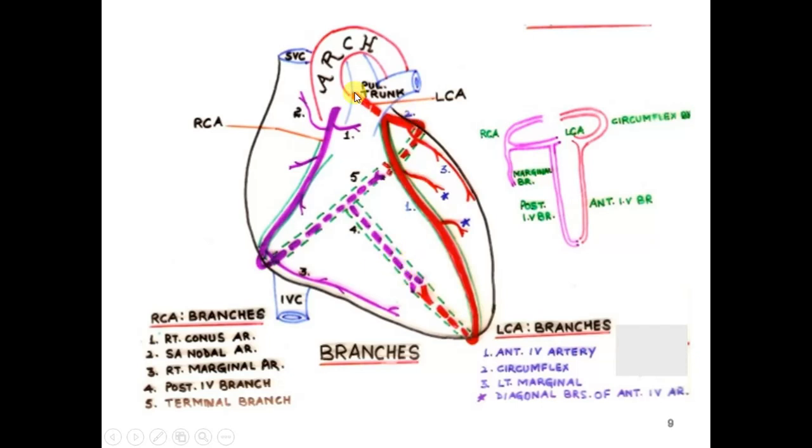On the left side we see the left coronary artery running between the left atrium and the pulmonary trunk, emerging from here and dividing immediately into the left anterior descending and the left circumflex, which winds around the heart and runs in the left atrioventricular groove, reaching up to the posterior interventricular groove. Here are shown the branches.